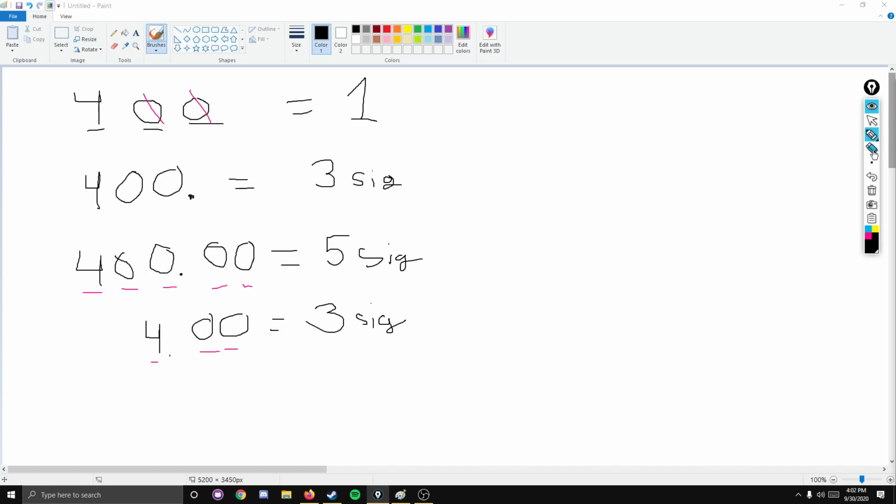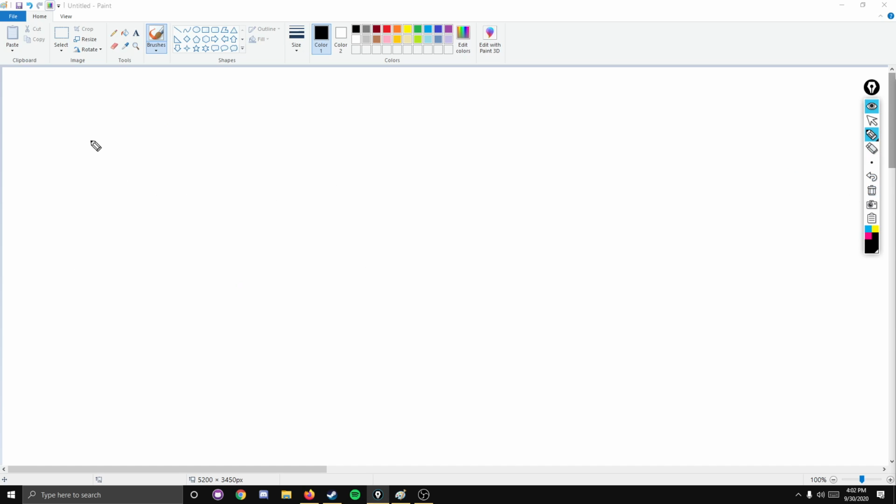Another situation where zeros are considered significant is like this. Here's 401. There is no decimal place, so it might seem like this 0 is not significant. However, it is sandwiched in between 2 other significant digits. The rule is, if a 0 is sandwiched in between 2 significant digits, then this 0 also becomes significant. So this ends up being 3 sigfigs.